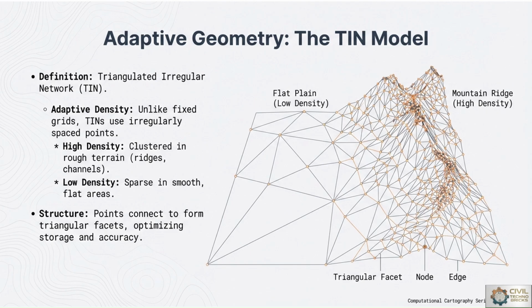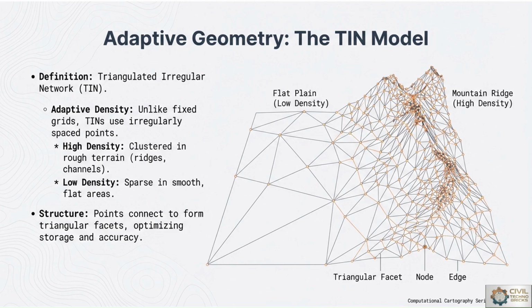The TIN is a vector-based alternative to the raster digital elevation model. Instead of this rigid grid, a TIN uses a series of non-overlapping triangles to represent the terrain surface. The vertices of each triangle are the mass points with known x, y, and z coordinates, and they are connected by edges to form a continuous surface.